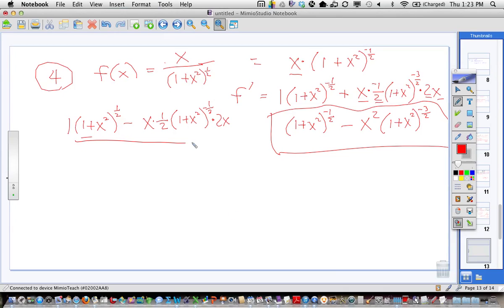All over that squared, which is just 1 plus x squared. And again, same thing, the 2 and the 1/2 would cancel. This x and this x would turn that into an x squared, right? And so it would be that. Which looks different than that, but they are the same.